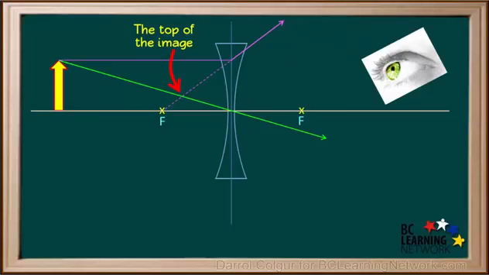This point is where the green ray coming from the top of the object and the purple line that seems to be coming from the top of the object cross. So this will be the top of the image.